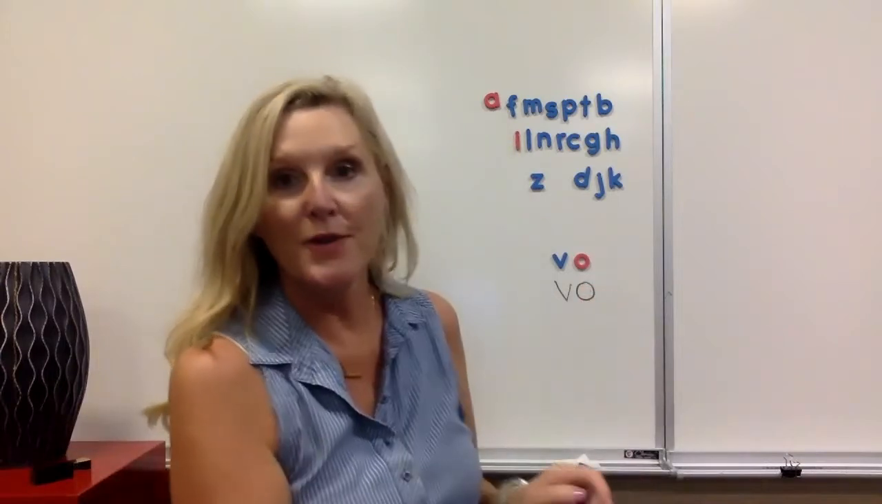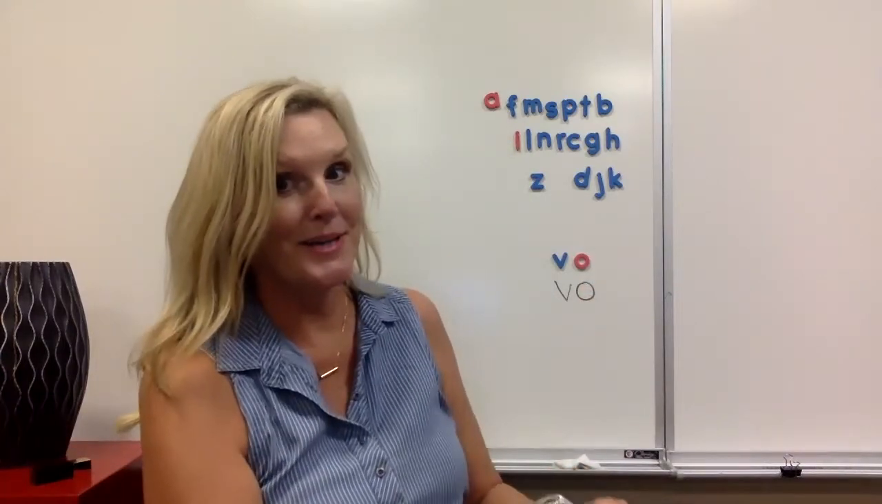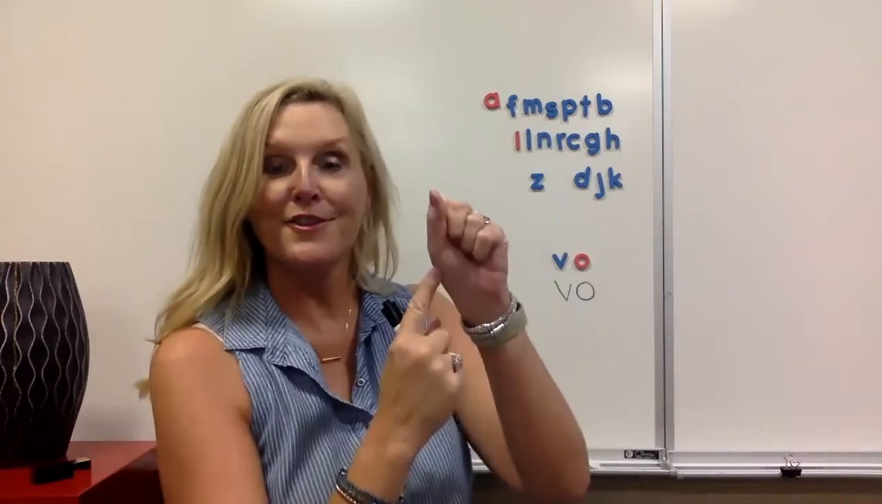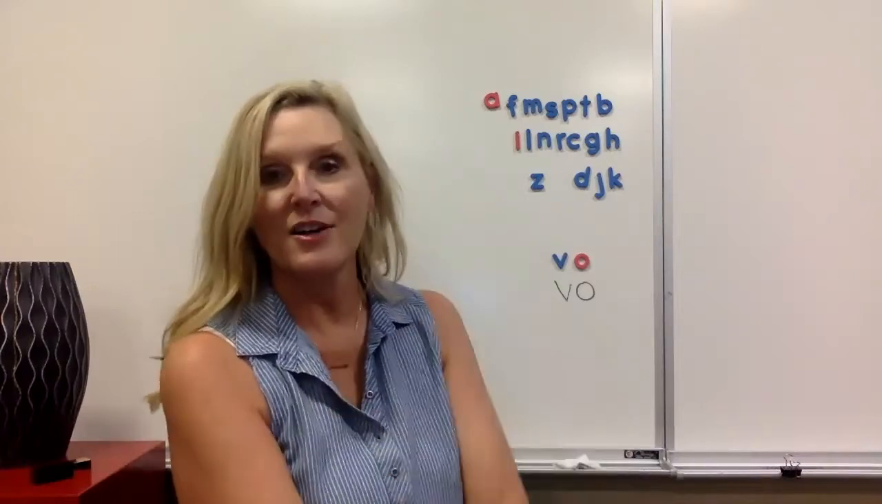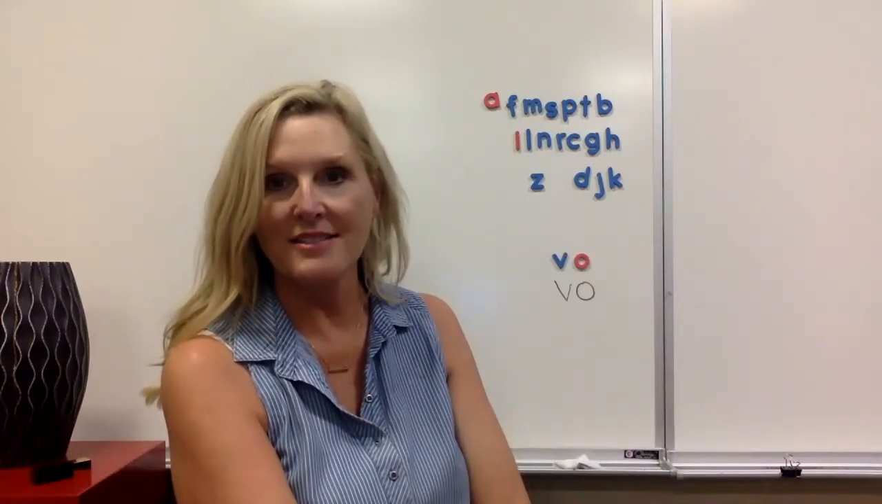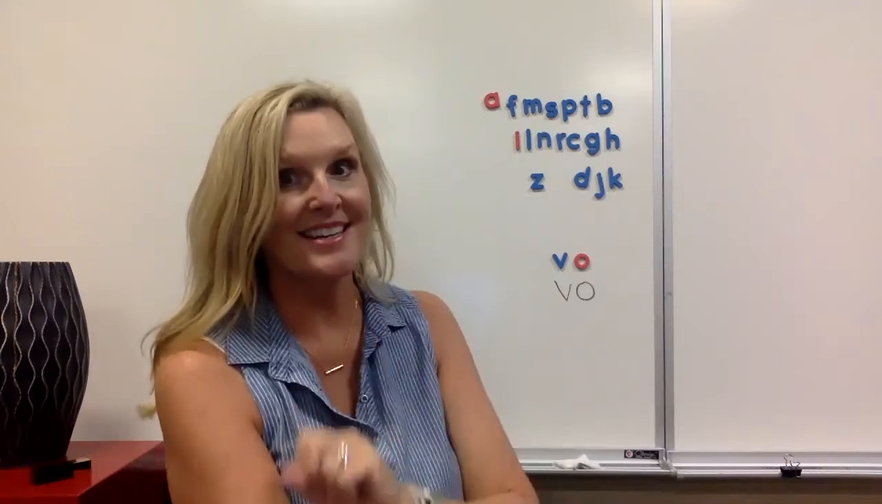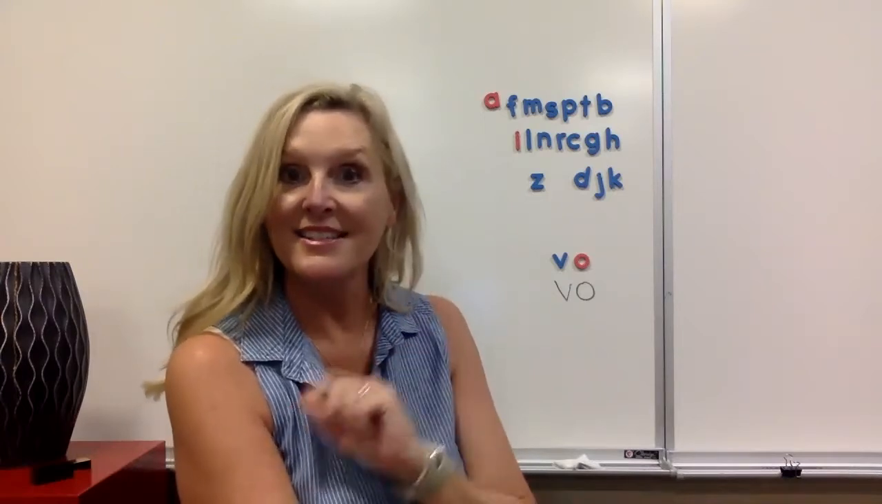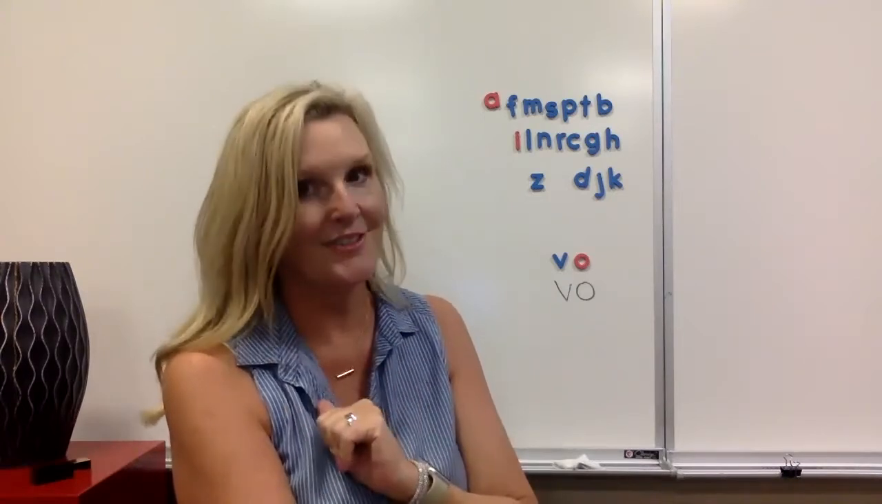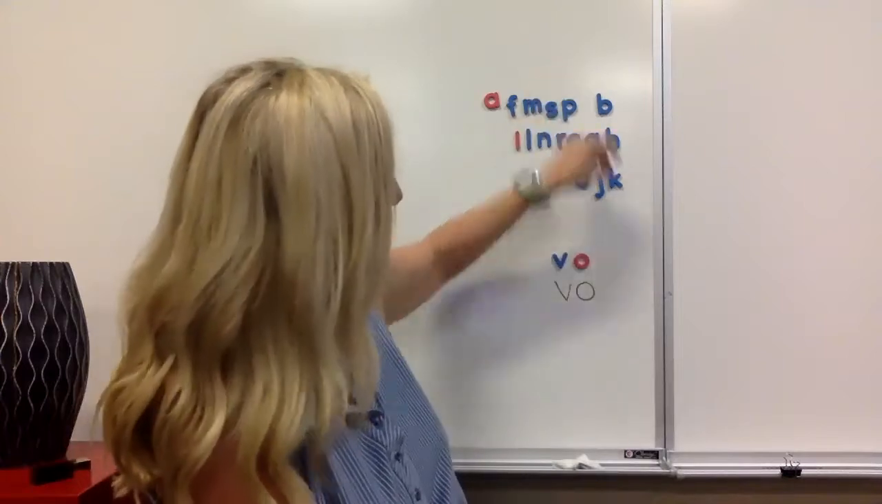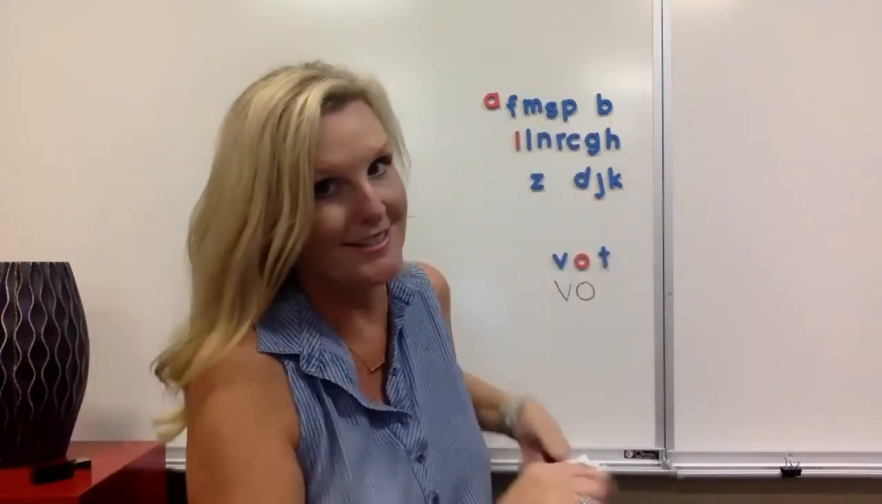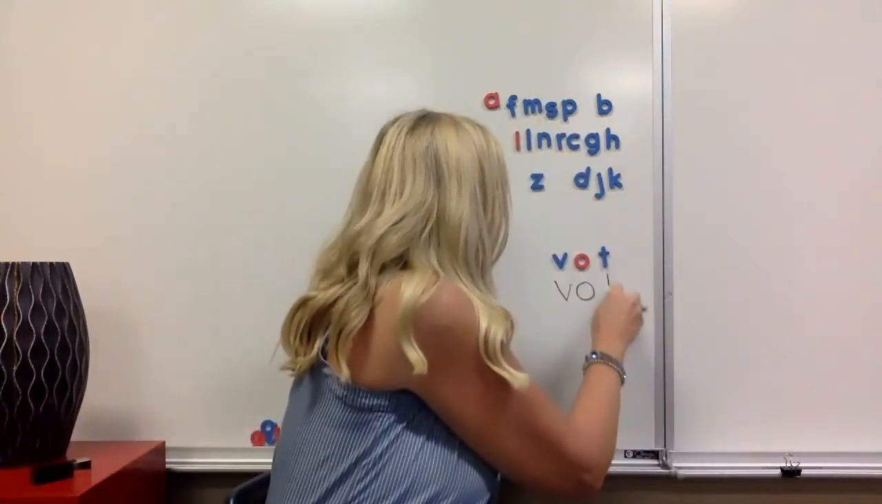Good. Okay, let's figure out the last sound. Here we go. Vought. V-ought. What was my last sound in vought? T. The sound is T, and the letter that makes the T sound is letter T. Letter T says T. I'm going to practice my T because we need to practice.